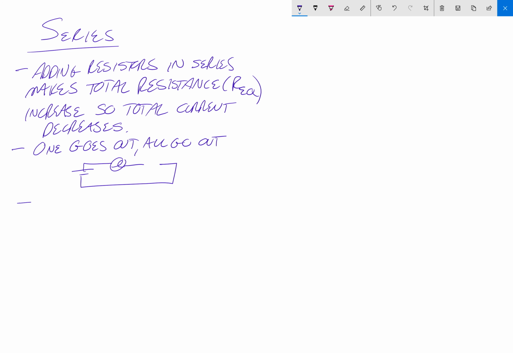Sorry, spaced out for a second. Power is directly related to resistance when it comes to series. Power is directly related to resistance. The one that had more resistance should have been brighter.